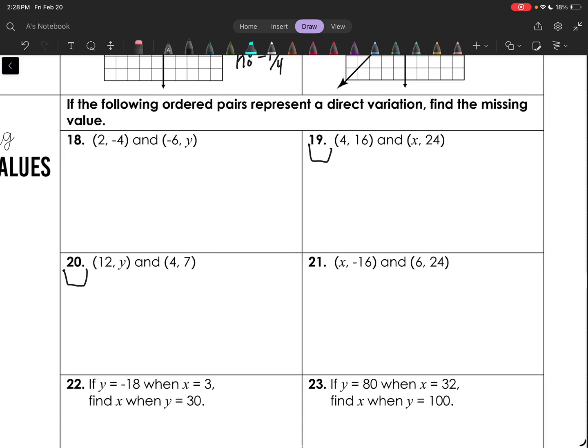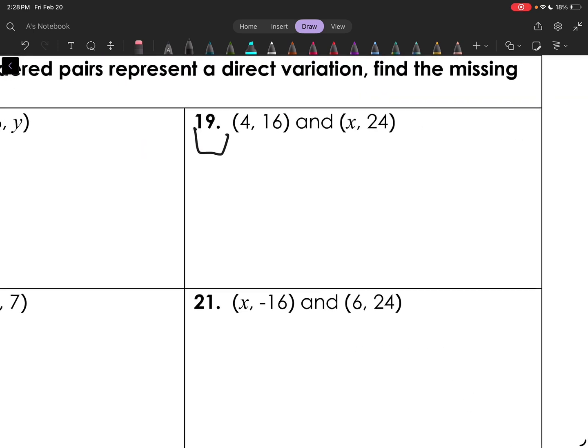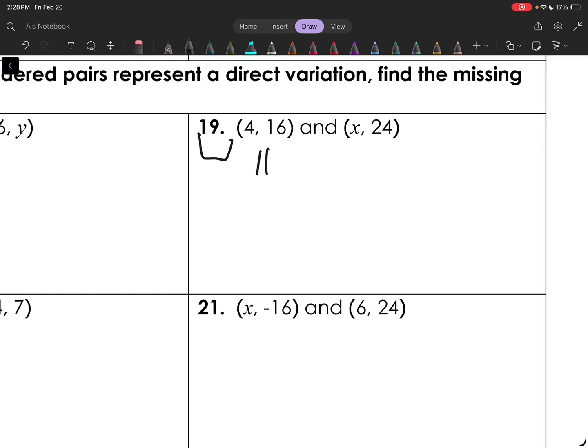If the following ordered pairs represent direct variation, find the missing value. So 16 and 4, x and 24. For direct variation, y over x, 16 over 4, needs to be equal to 24 over x. I'm going to cross multiply these, or you can reciprocate, which makes the problem faster. Whatever you want to do though.